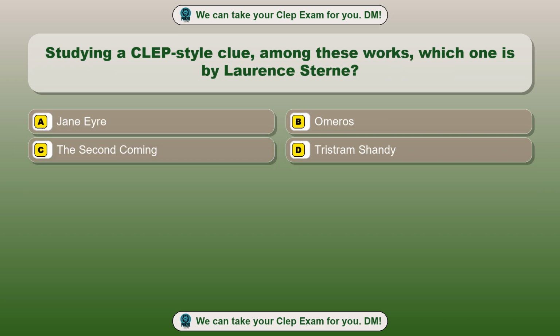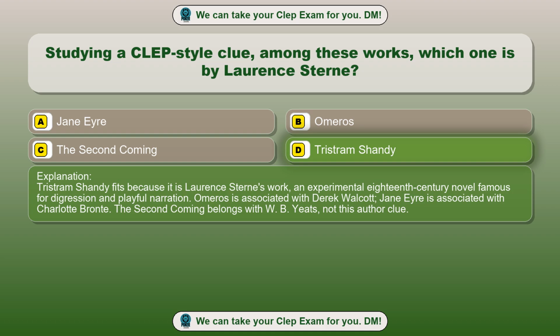Question 48. Studying a CLEP-style clue among these works, which one is by Laurence Sterne? Option A. Jane Eyre. Option B. Ulysses. Option C. The Second Coming. Option D. Tristram Shandy. The correct answer is option D. Tristram Shandy. Tristram Shandy fits because it is Laurence Sterne's work, an experimental 18th-century novel famous for digression and playful narration. Ulysses is associated with Derek Walcott, Jane Eyre is associated with Charlotte Bronte. The Second Coming belongs with W. B. Yeats, not this author clue.